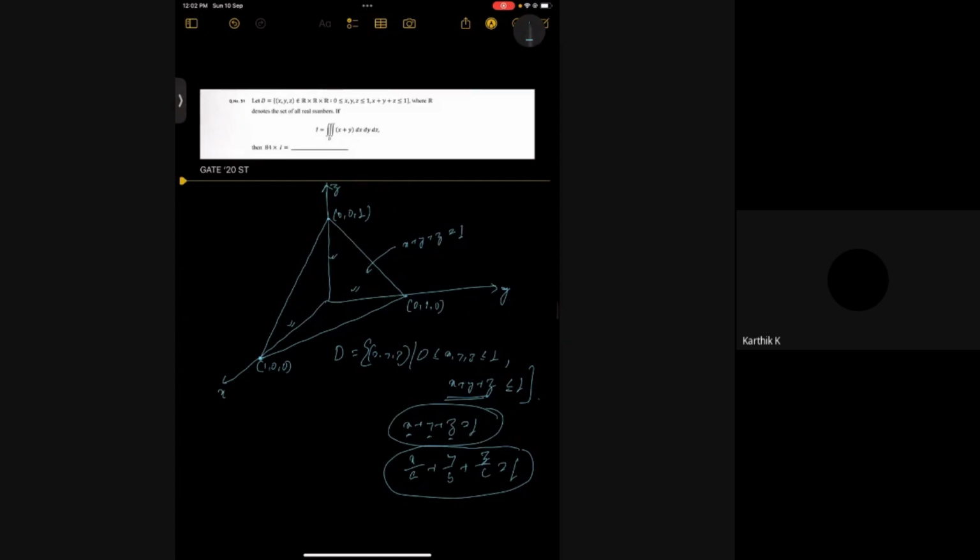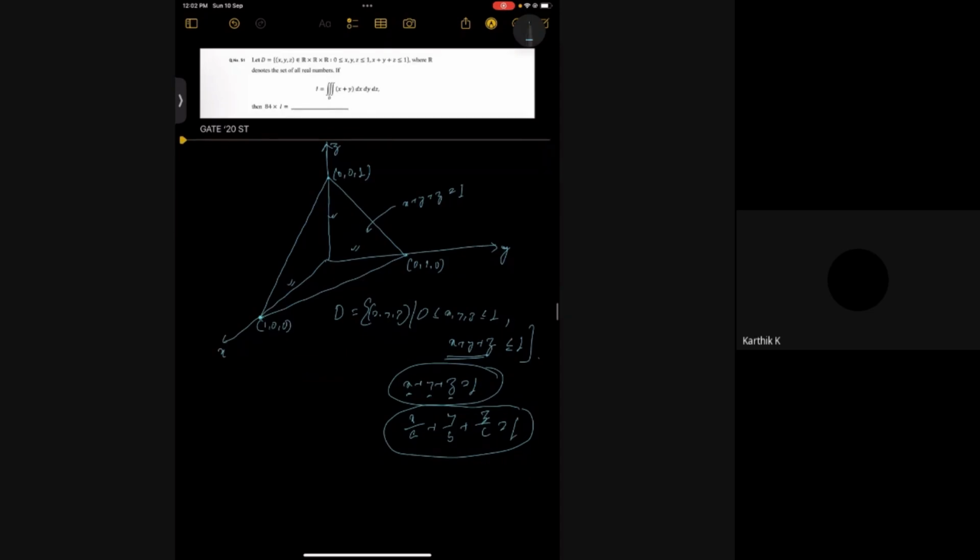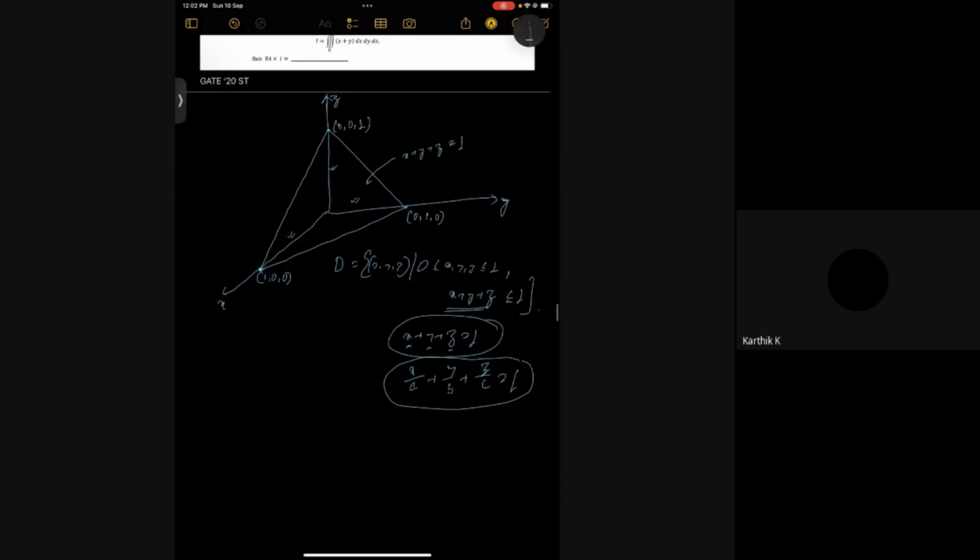And x, y, z are positive. So x positive means it would lie on the positive side of the yz plane. Y positive means it will lie on the positive side of the xz plane, and z positive means it will lie on the positive side of the xy plane. So the solid that you get is nothing but a tetrahedron.